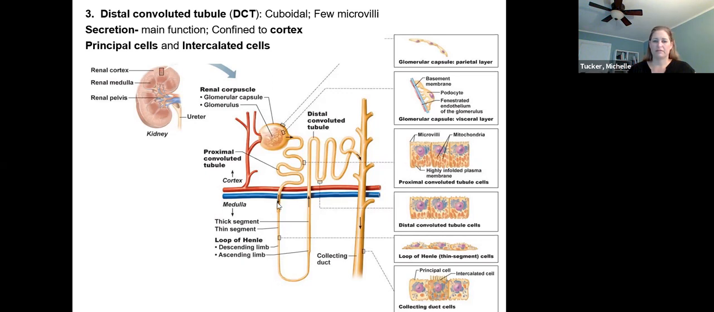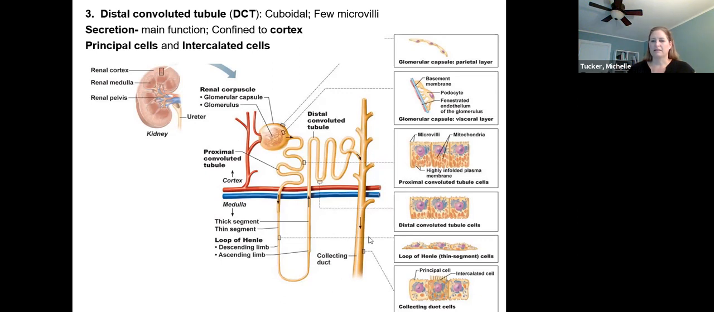the filtrate goes down the loop of Henle, back up the loop of Henle to the distal convoluted tubule. The distal convoluted tubule is going to be a major site for secretion. So there are certain substances that we don't want making this large journey through our delicate tubule system. So we will secrete more nasty things into the distal convoluted tubule, which is then going to dump into the collecting duct.